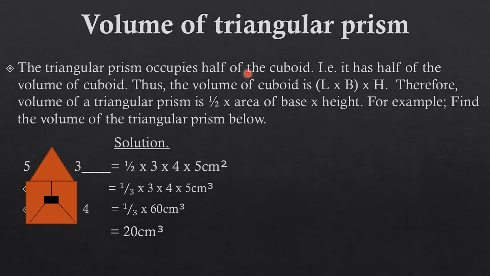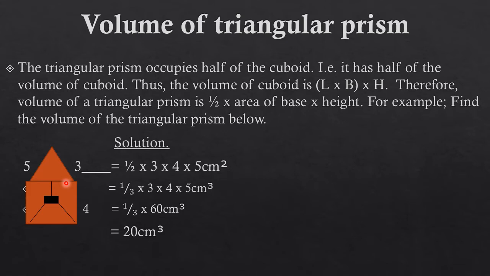Thus, if the volume of a cuboid is calculated by length times breadth times height, therefore the volume of the triangular prism is half the area of the base times height. For example, they say find the volume of the triangular prism below. So you can now figure out that this image right here looking like a house is called a triangular prism.